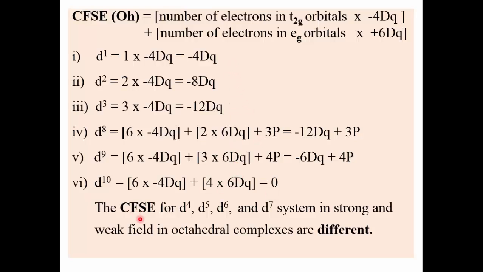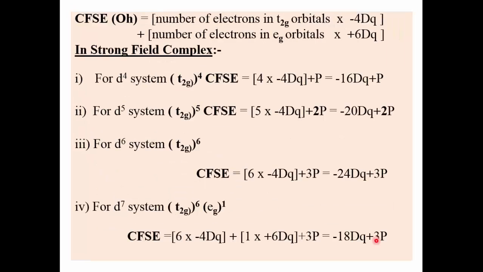So for D1, D2, D3, D8, D9, D10 in strong field and weak field, we have calculated the CFSE values. Now let us see the systems D4, D5, D6, D7 in strong and weak field octahedral complexes, where the CFSE values are different. How are these different? Let us see. First we discuss the strong field complex. Again I repeat, the formula, the equation remains the same.